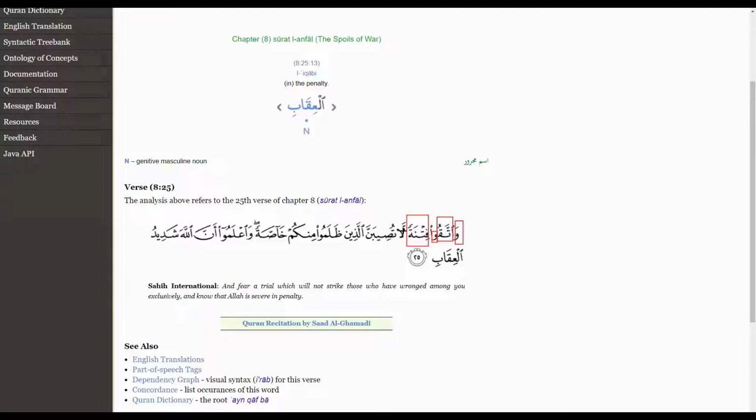A trial. La tusibanna alladhina zalamu minkum, which will not strike. Tusibanna is from asaba yusibu, to strike, and this noon we will learn in the last lessons of book 3. It is called noon thaqila. La tusibanna alladhina zalamu, which will not strike those who have wronged among you. Zalamu is again a verb, like kharaju, zahabu. Alladhina is those who have wronged. Minkum, among you all. Khassa is specifically, exclusively.